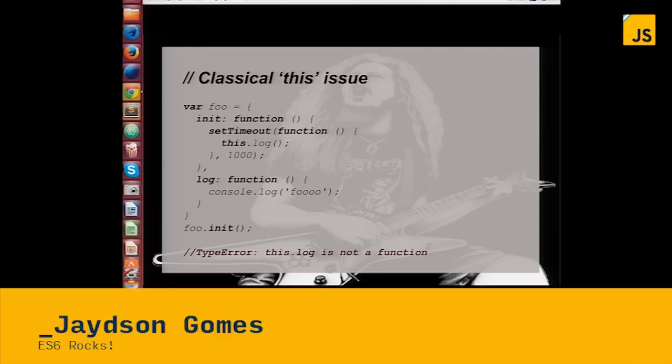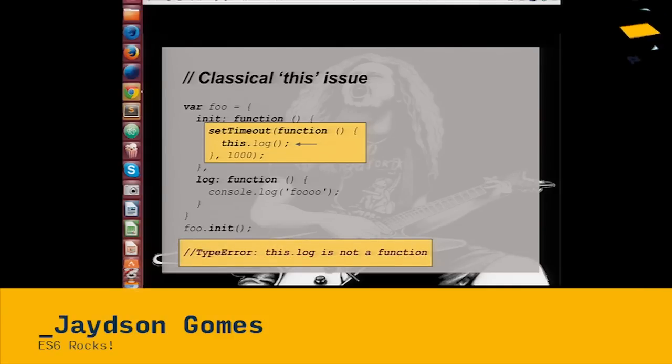And here is the classical issue with this. Every JavaScript programmer knows this issue. If we have a function inside a function and then try to take this, we lose the reference for this. So in this example, we will have this TypeError: this.log is not a function, because here this doesn't have the log method.